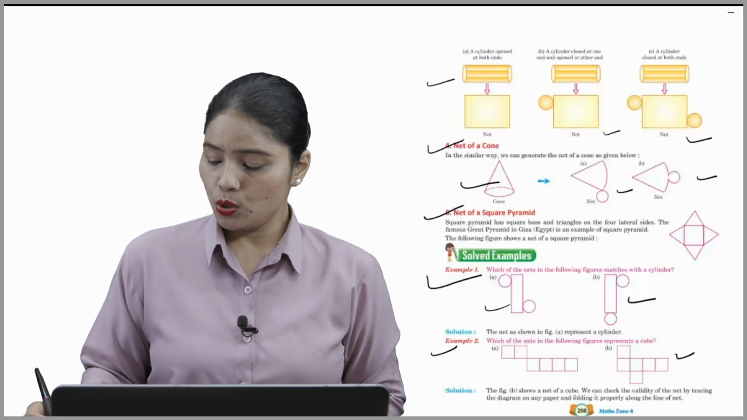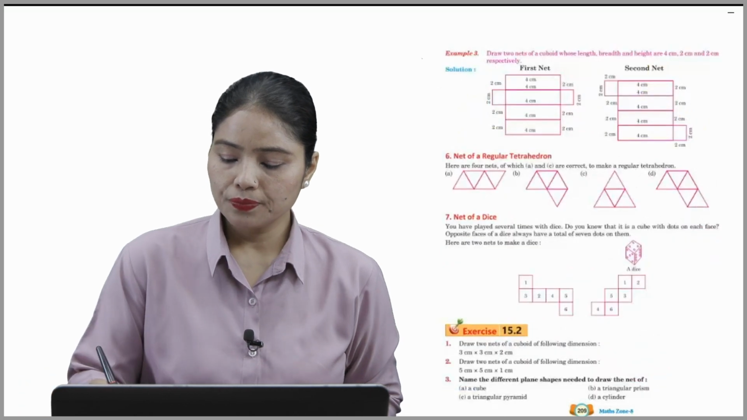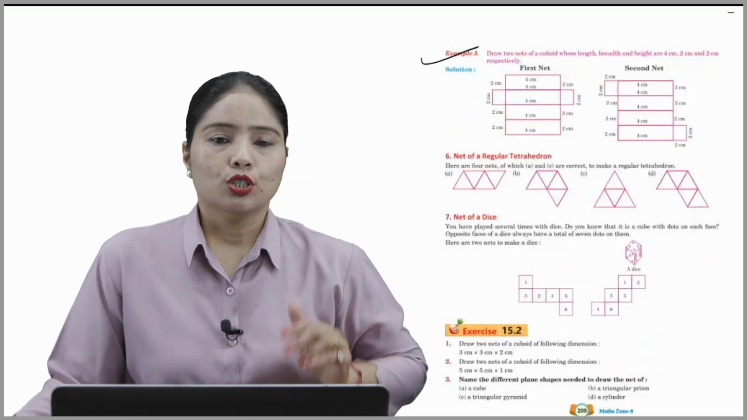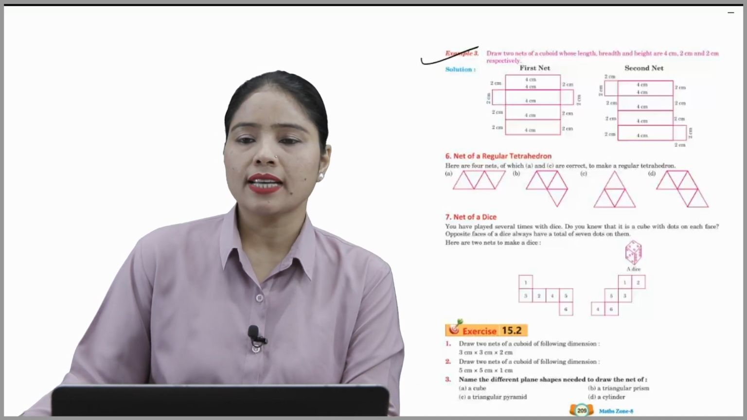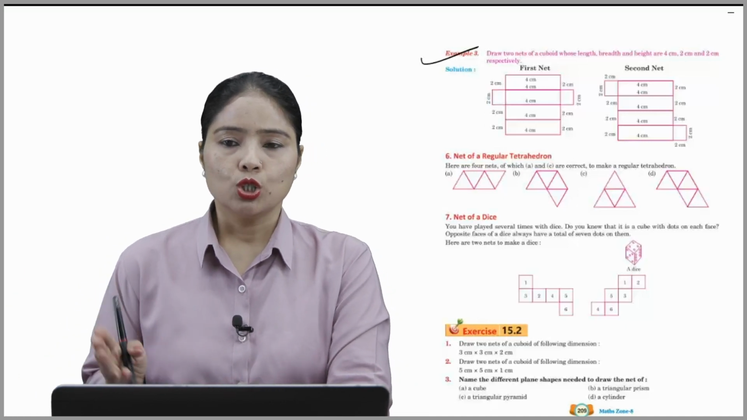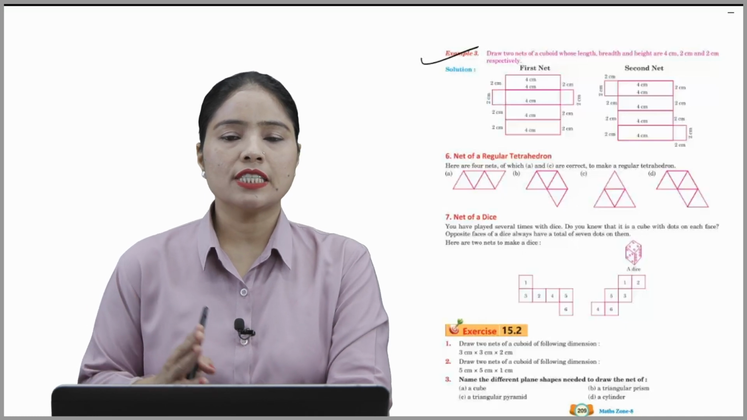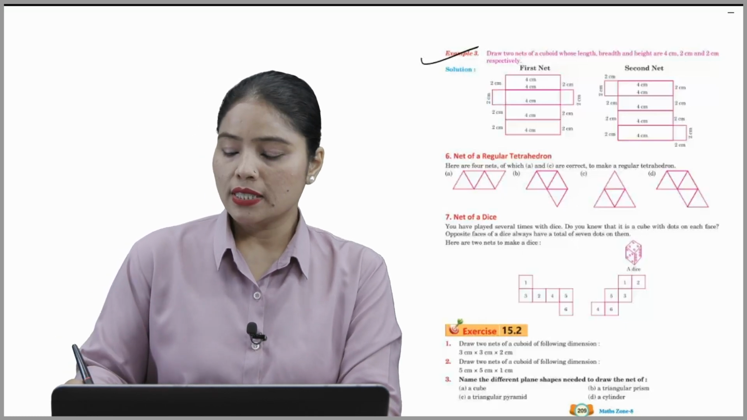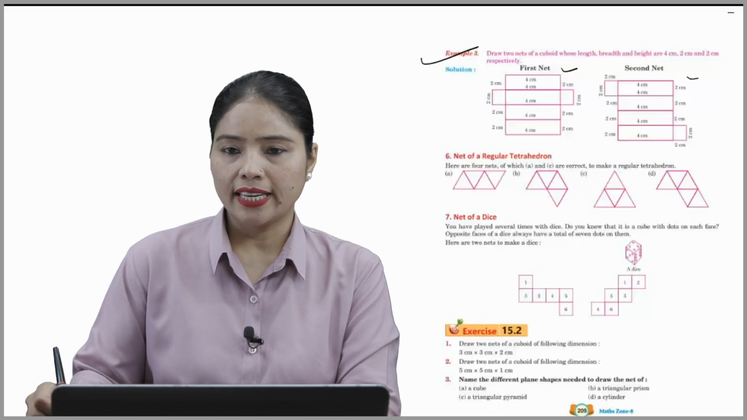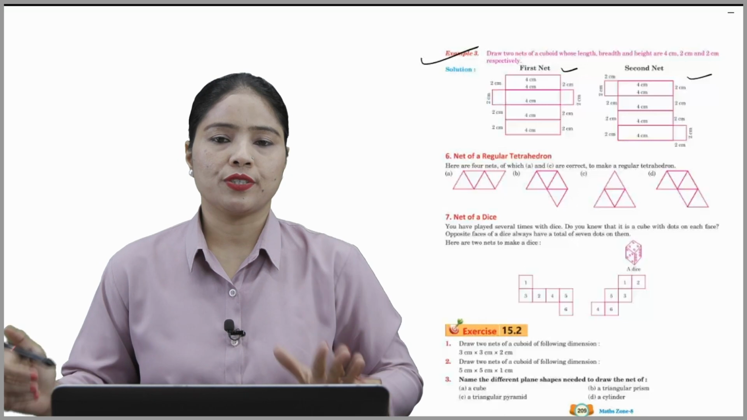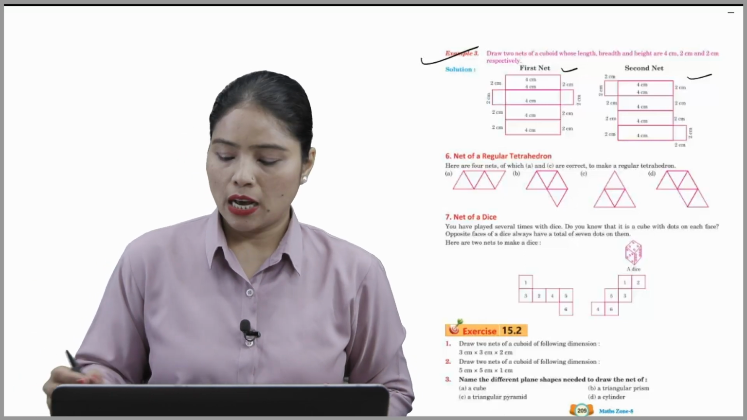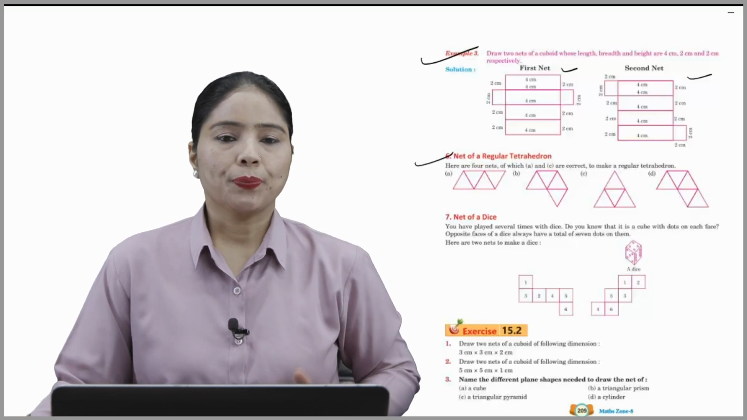Okay. So, after that, example 3. Draw two nets of a cuboid whose length, breadth and height are 4 cm, 2 cm, 2 cm respectively. So, this is the first net and this is the second net. Okay. So, this is how we draw it for a cuboid. Hope you understood. Now, 6th one, beta.